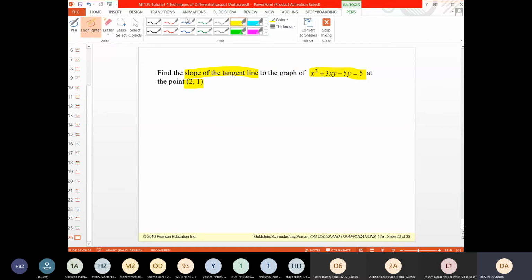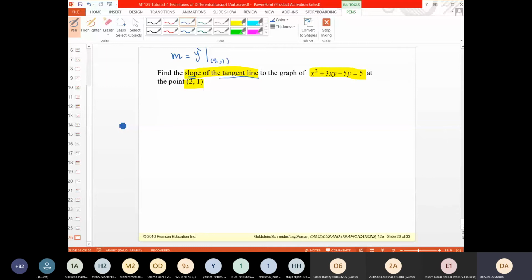This is a good revision for you. What does slope of the tangent line mean? It means the M, the slope, which is simply y dash at the given point, the point (2, 1). Right? That's what it means. They want me to find y dash at the point (2, 1).